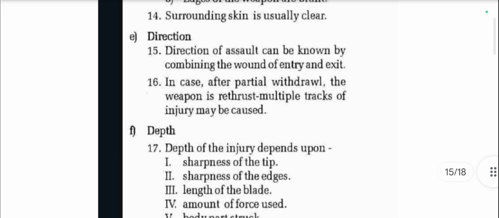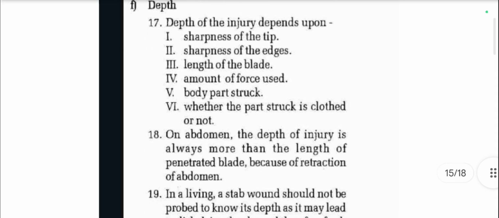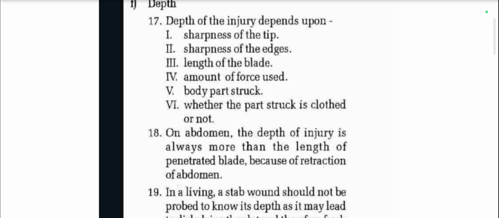Now it also talks about the direction. Direction of assault can be known by combining the wound of entry and exit. In case after partial withdrawal, the weapon is rethrust, multiple tracks of injury may be caused. Depth. Depth of the injury depends upon sharpness of the tip, sharpness of the edges, length of the blade, amount of force used, body part struck, whether the part struck is clothed or not. So many factors are there.